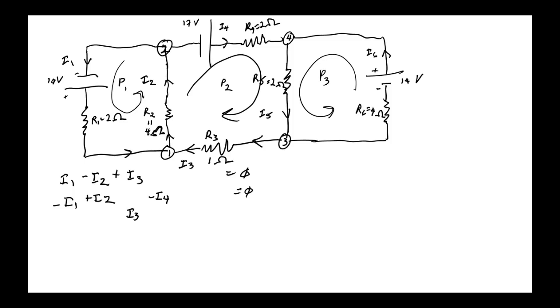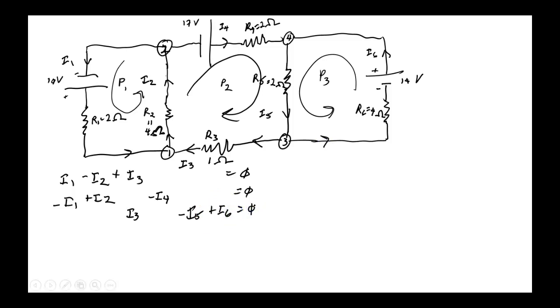And at junction 3, I3 is going out. Now, this is a little bit of cheating here because I really like the idea of that being a positive number. I'm going to make that positive going out. And that makes I5, did I draw it right? Yeah, it's coming in, so that's going to be a minus I5. And then I6 is going out, so that's going to be a plus I6.